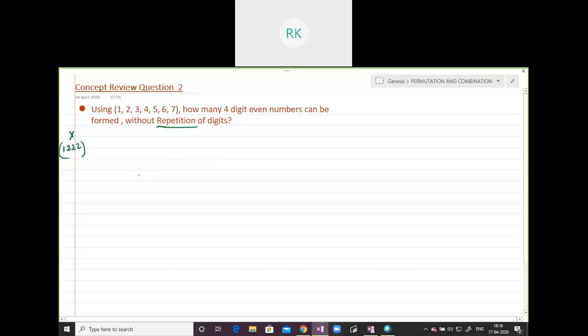So I am solving as a beginner, and then I will give you a trick also, and the methodical, traditional way we'll try too. Of course, using the fundamental counting principle. The question says using 1, 2, 3, 4, 5, 6, 7, how many four-digit even numbers can be formed without repetition of digits?